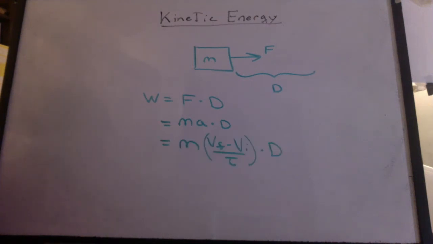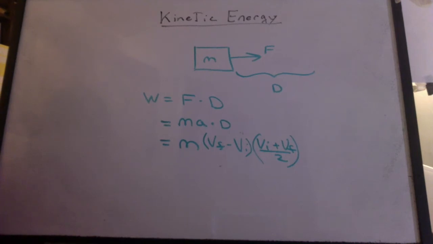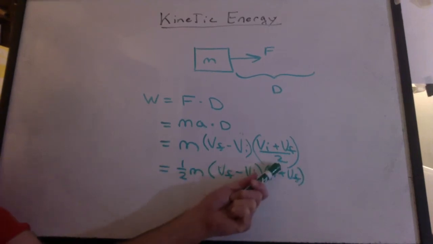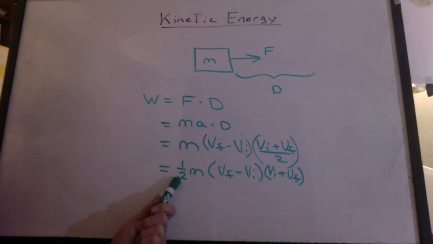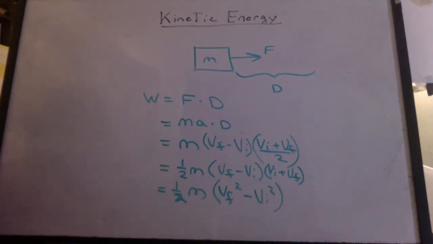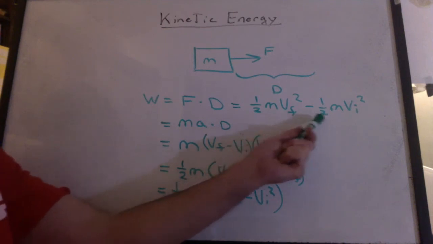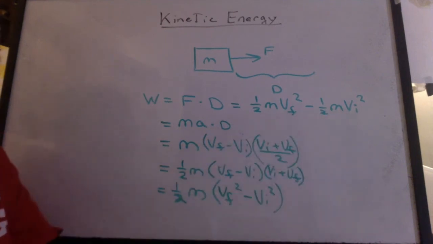Acceleration is the change in velocity over the change in time. We can put the time under the d, which is the average. We can put the 2 on the bottom, out in front, and write 1/2. Now all we have to do is combine these terms. Now we can distribute the 1/2 m. This gives us 1/2 mv final squared minus 1/2 mv initial squared.